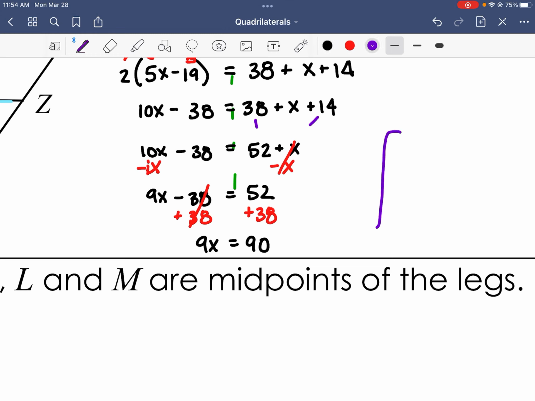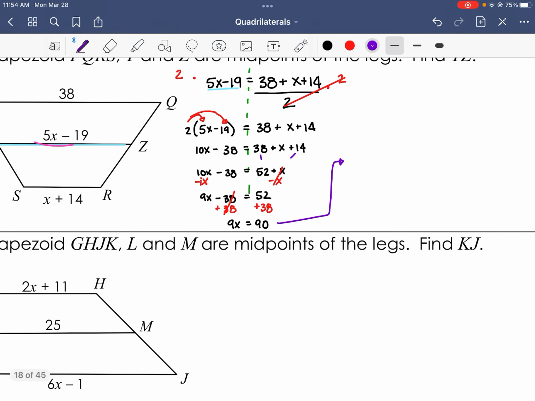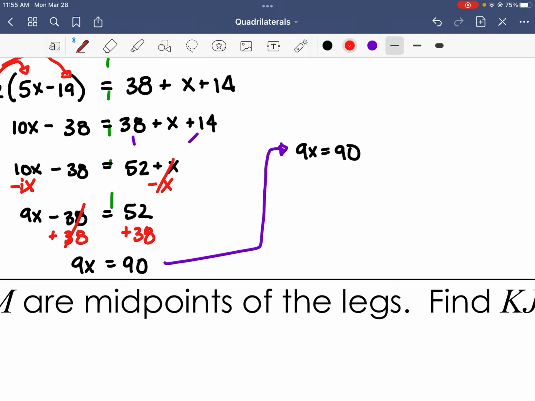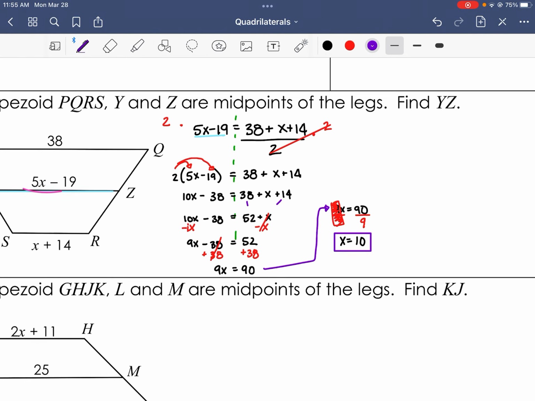My last step is, I ran out of room, so I'm going to move this over here. I have 9x equals 90. I want to get x by itself, so I'm not done because I have this 9 right here. 9 and x are multiplying. So to get rid of it, I have to divide by 9. And what I do to one side, I do to the other side. 9 divided by 9 is 1. All right, if you have 9 candies and there's 9 friends, each of you get 1. So my x comes down, and 90 divided by 9 is 10. So I am done. X equals 10.